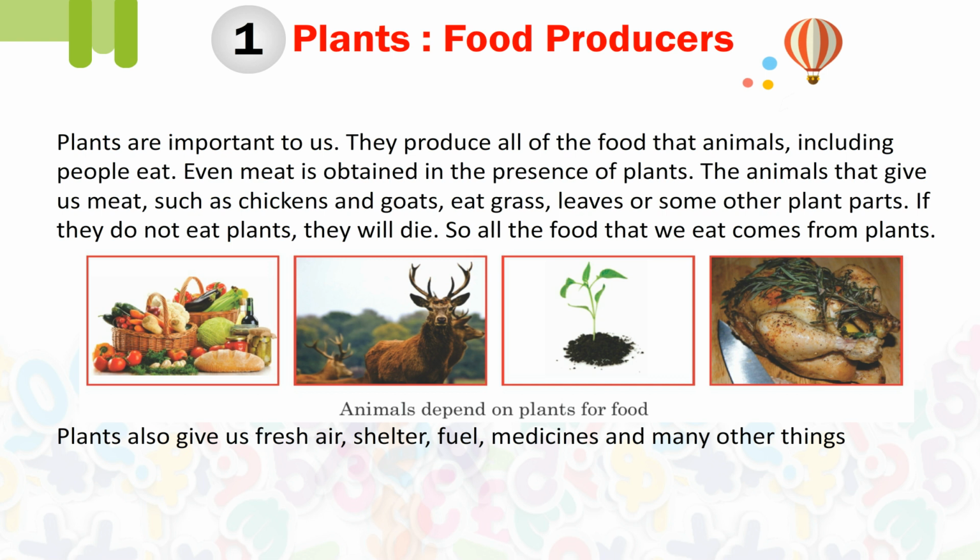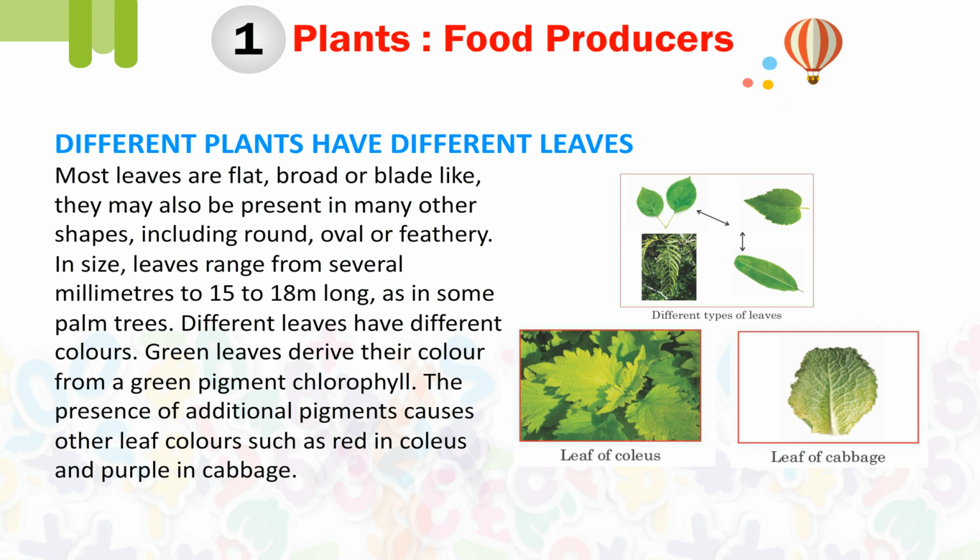So all the food that we eat comes from plants. Animals depend on plants for food. Plants also give us fresh air, shelter, fuel, medicines and many other things. Different plants have different leaves. Most leaves are flat, broad and blade-like. They may also be present in many other shapes, including round, oval or feathery. In size, leaves range from several millimeters to 15 to 18 meters long, as in some palm trees.